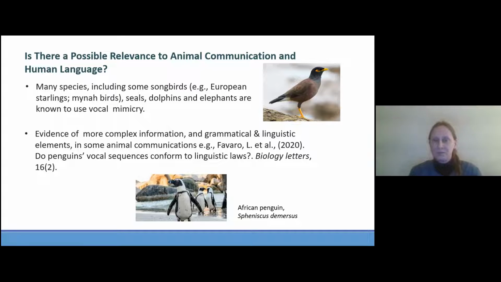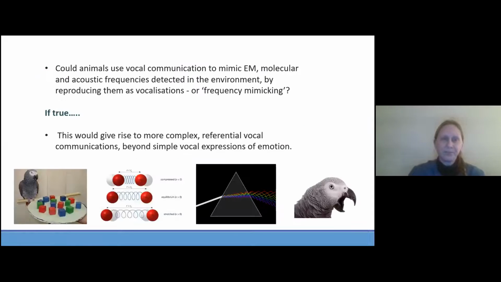And an interesting recent study is this one by Favaro et al. It's on African penguins. And they found that the vocalizations of these animals do conform to some linguistic laws. So again, I asked the question, could animals be using vocal communication to mimic electromagnetic, molecular, and acoustic frequencies that they've detected in the environment by reproducing them as vocalizations or frequency mimicking, similar to how Luca Turin is able to reproduce the odor molecule vibrations as sound?